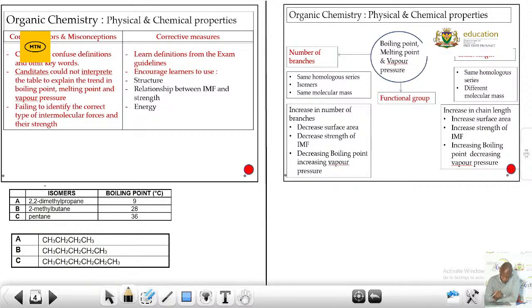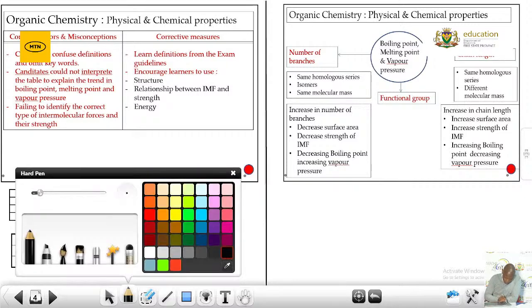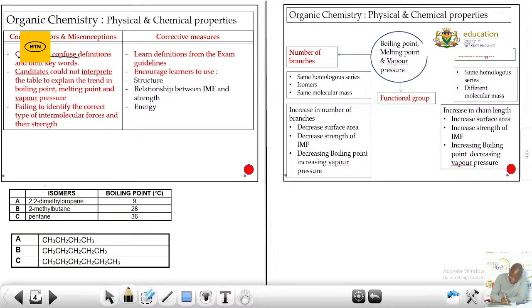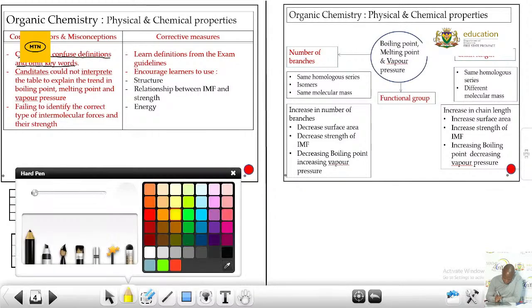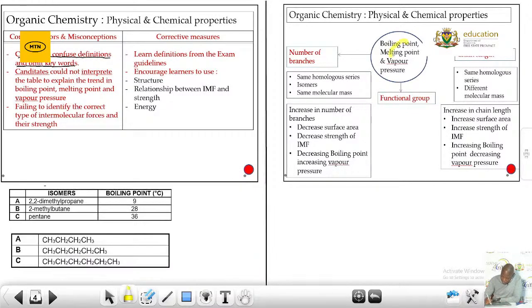So the critical mistake, or the common mistake that we usually make, remember, definitions are very, very important. It says the candidates confuse definitions and omit keywords. But when we come here, what are the critical keywords or definitions that one needs to look for? A couple of words, I will say three, will be melting point, boiling point, and vapor pressure. So these are the critical keywords or definitions that the examiners usually ask that relate to physical and chemical properties.